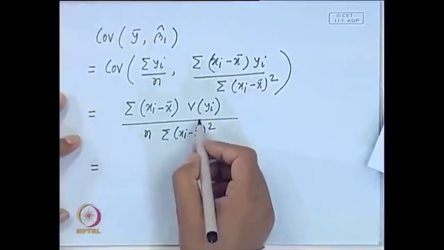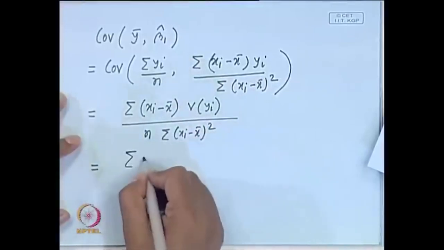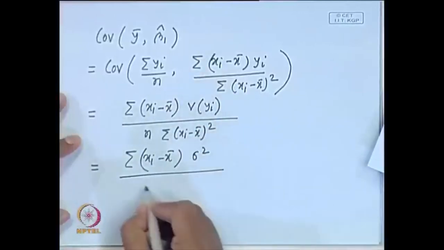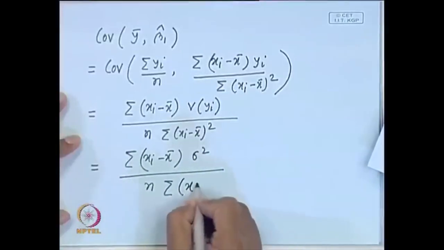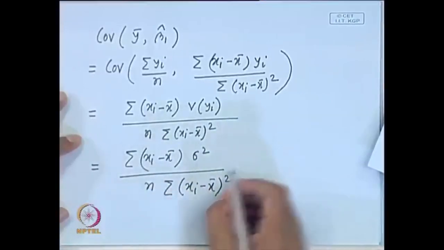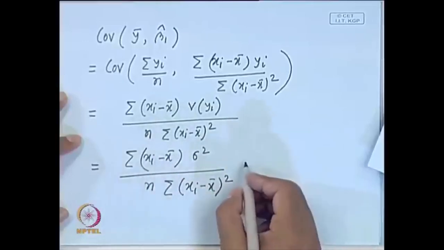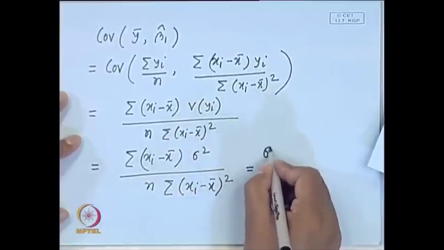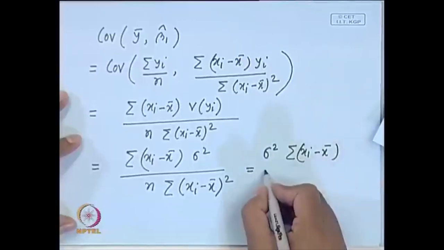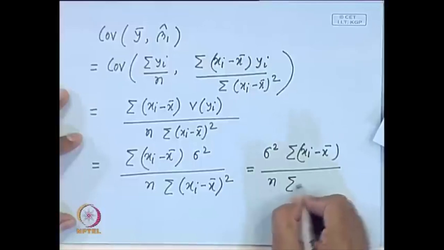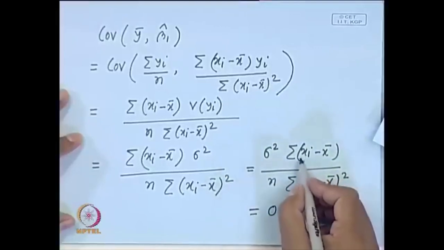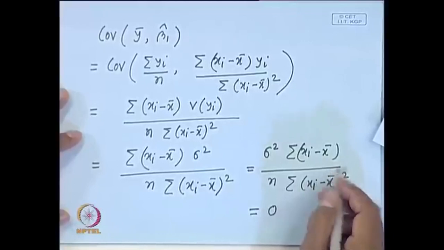So, this is equal to summation (x_i minus x bar), variance of y_i is equal to sigma square, by n into summation (x_i minus x bar) whole square. And this quantity, summation (x_i minus x bar), is equal to 0. That is why the numerator is 0. So, this is equal to sigma square into summation (x_i minus x bar), this quantity is 0 always, by n into summation (x_i minus x bar) whole square. So, this is equal to 0 because of the fact that summation (x_i minus x bar) is always equal to 0.